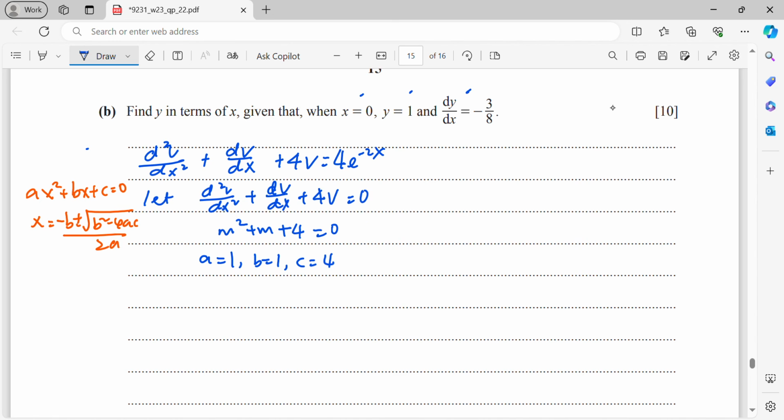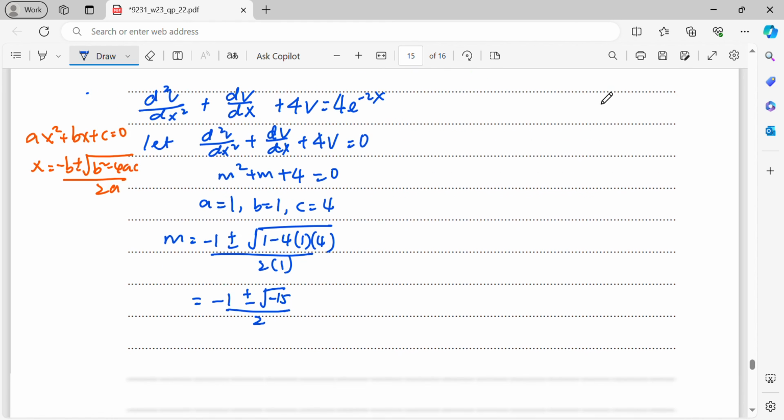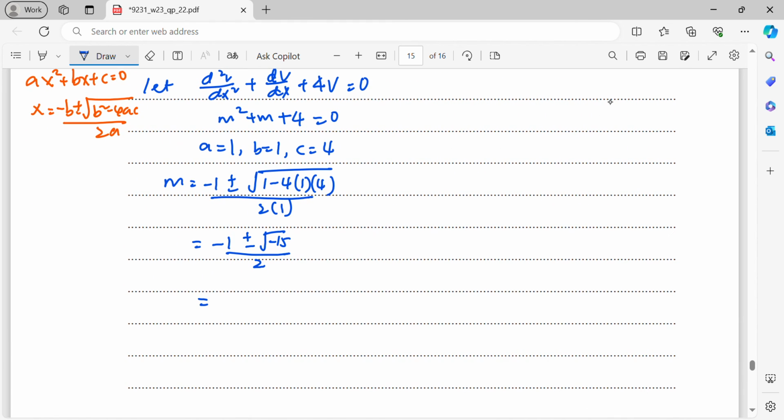So now since your equation is in terms of m, you will be using this formula. So that is square root of 1 minus 4 times 1 times 4 over 2 times 1. That means you are getting minus 1 plus minus square root of negative 15 over 2. Remember, square root of minus 1 is i. Therefore, this is minus 1 over 2 plus minus square root 15 over 2 i.